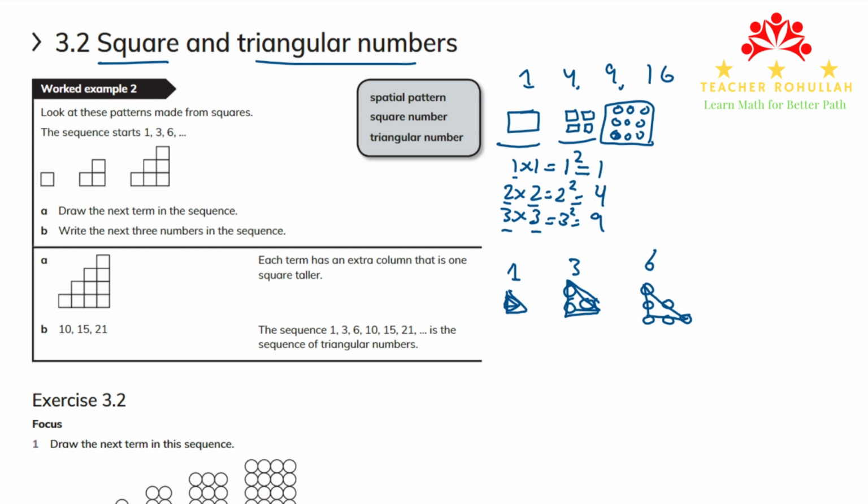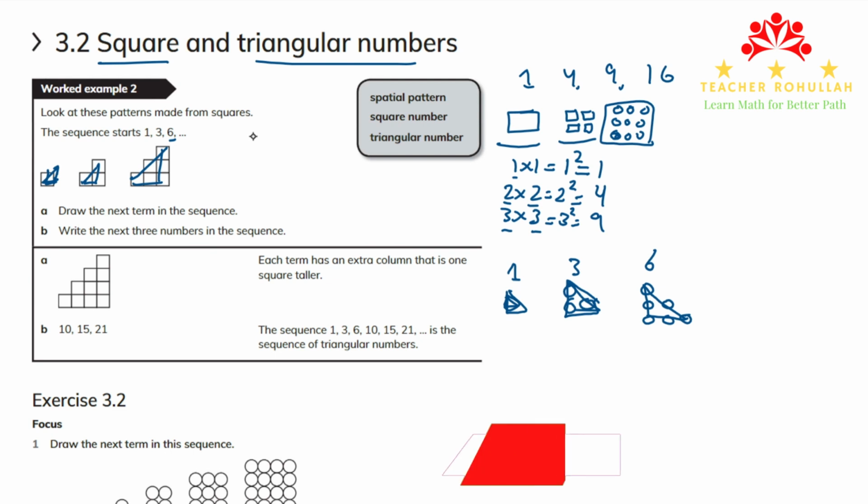We have a worked example over here. This worked example says, look at these patterns made from squares. The sequence starts at 1, 3, 6. 1 is 1 square, 3 we have 3 squares, and 6 we have 6 squares. If we check, they give us triangles. Now it says, draw the next term in the sequence. If this is 6, the next term for this is 10.